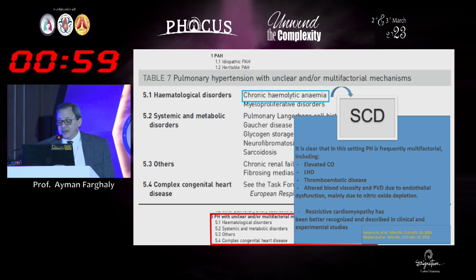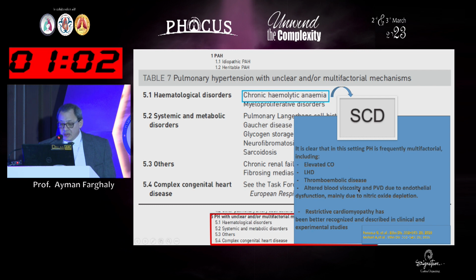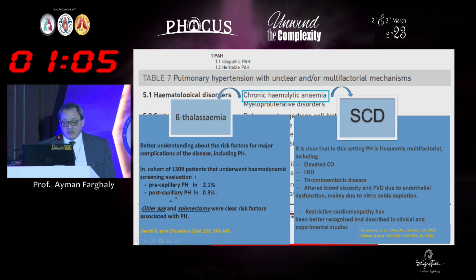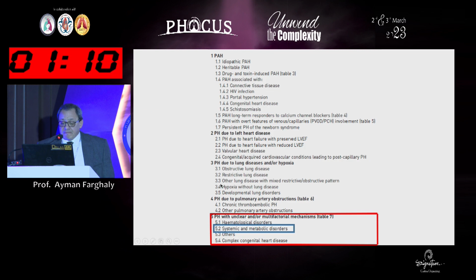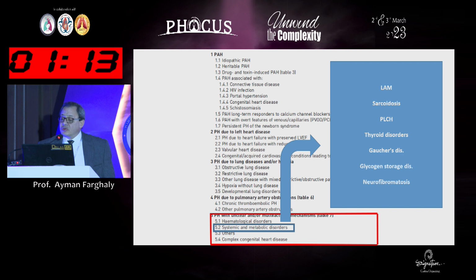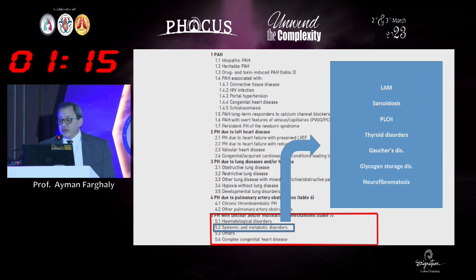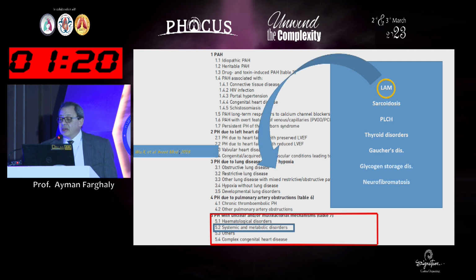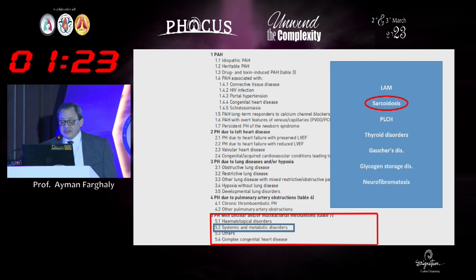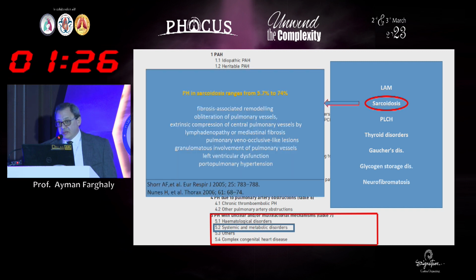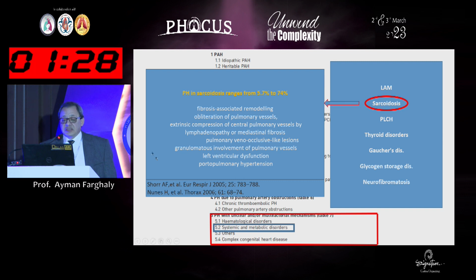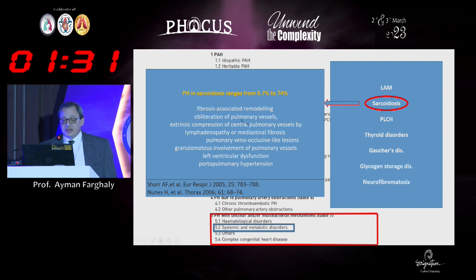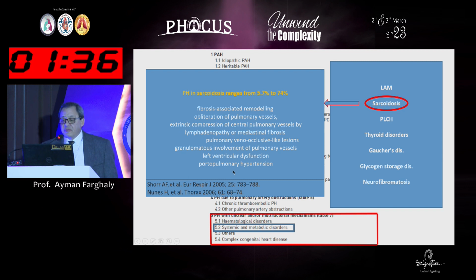Of course, in sickle cell anemia, there are multiple factors, as you see here. In beta thalassemia, it is multifactorial, and we have no consensus on treatment now. I know also in systemic and metabolic disorders, LAM has been added to the chronic hypoxic lung disease. Sarcoidosis gained some interest in the last era. However, we have to be careful, as sarcoidosis might be mistaken for PVOD, and these are the mechanisms that might be shared in pulmonary hypertension in sarcoidosis, starting from fibrosis-associated remodeling up to portopulmonary hypertension.